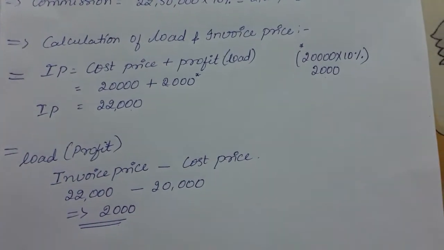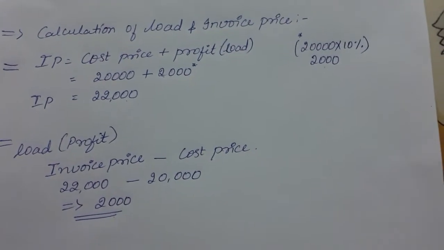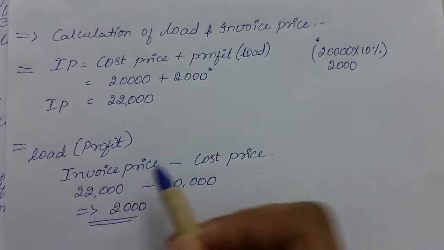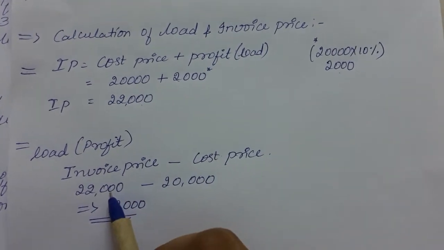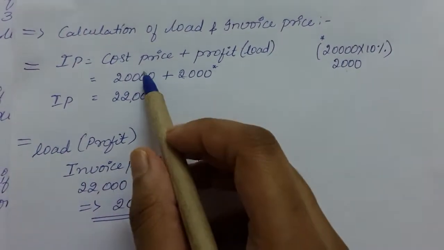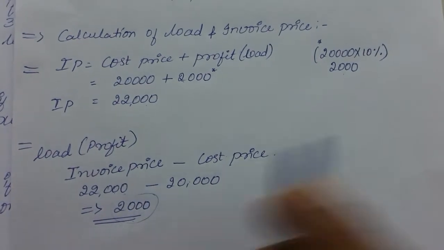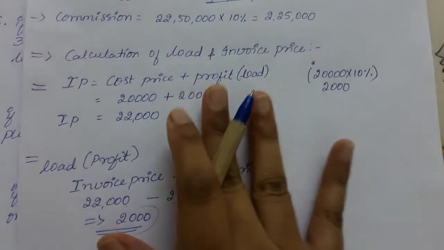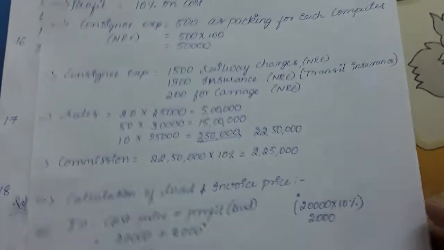Next, coming on to loading, that is profit. What is the profit he has been adding? That is invoice price minus cost price. So 22,000 is the invoice price minus the cost price of 20,000. So 2,000 is the profit. So you have understood this much, I guess.